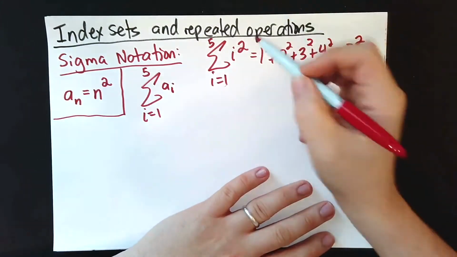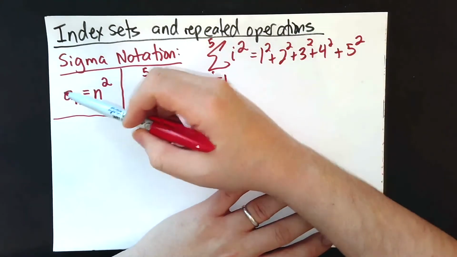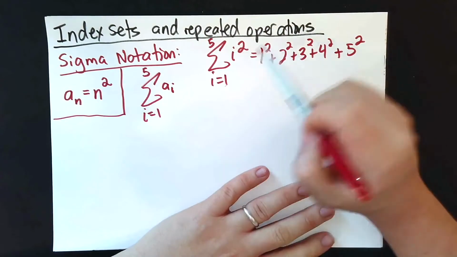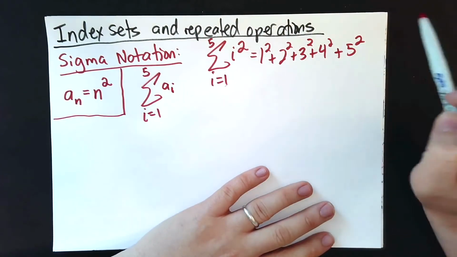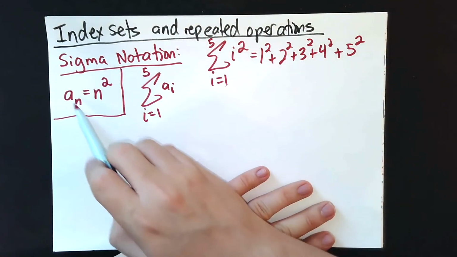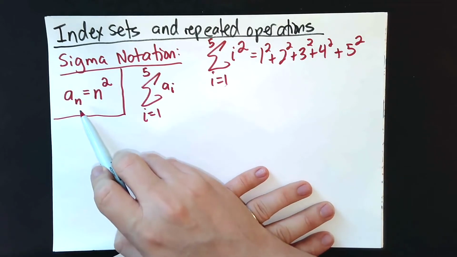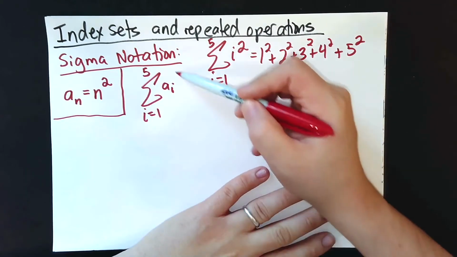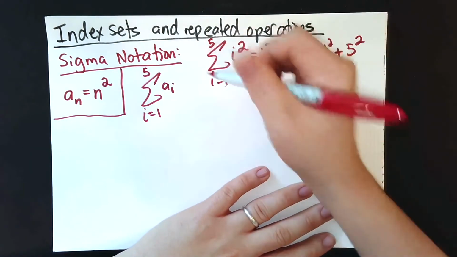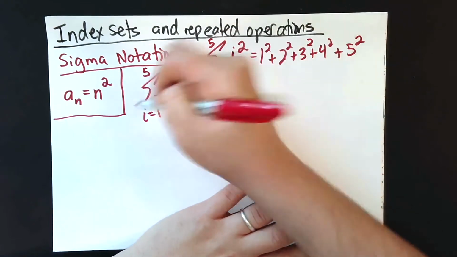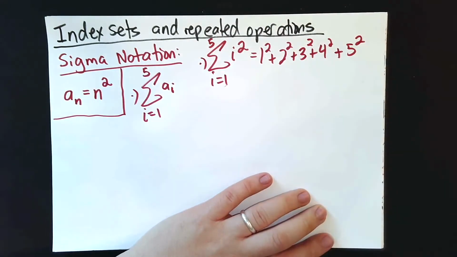All I've done here is give the terms a name. So little a_i is just the name for the ith term. So little a_1 is 1, little a_2 is 4, little a_3 is 9, and so on. And so then I could write this same sum in this fashion. So these are both ways of writing the same sum.